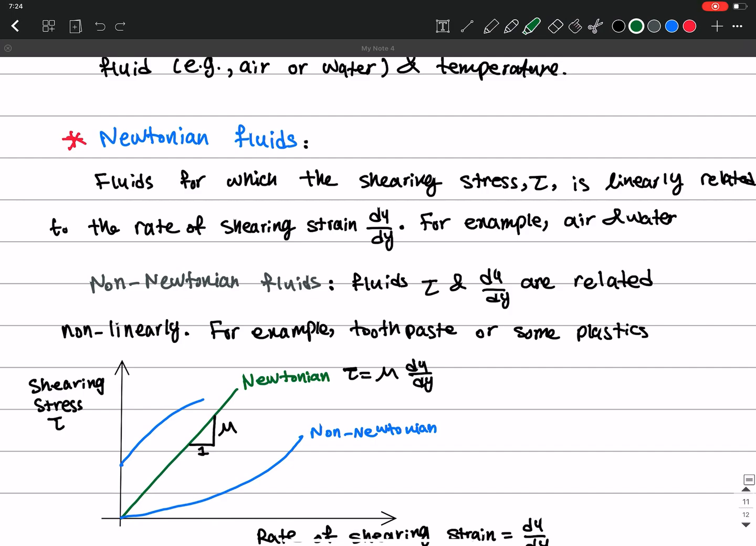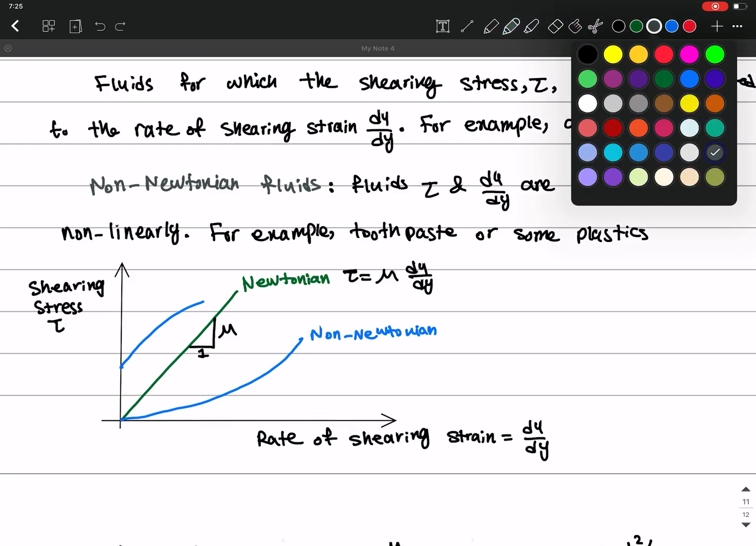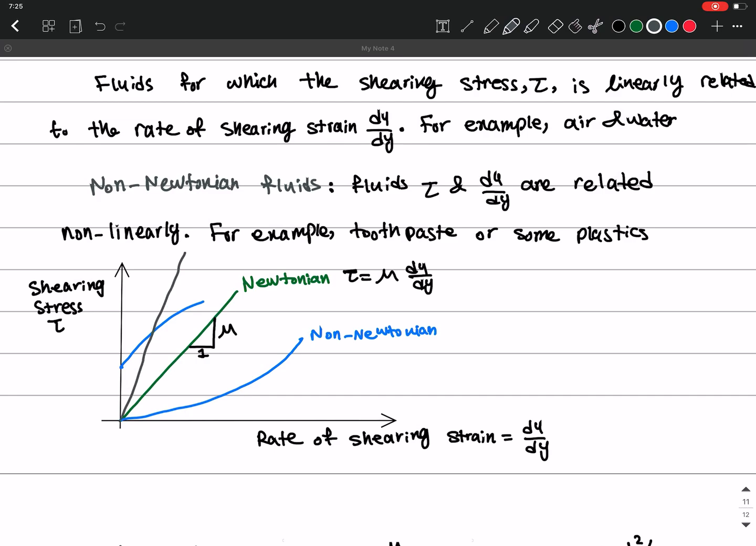And then we define Newtonian and non-Newtonian fluids based on this relation between the shearing stress and shearing strain. If shearing stress is here, and this is the rate of shearing strain, du over dy, so if these two have a linear relationship, we are going to call that fluid Newtonian, and tau equals mu du over dy. And mu is the viscosity, which depends on the type of fluid. So it's not always like this, it can be different, right? This is for example also a Newtonian fluid, but with a different viscosity. So this one has a lower viscosity, right?